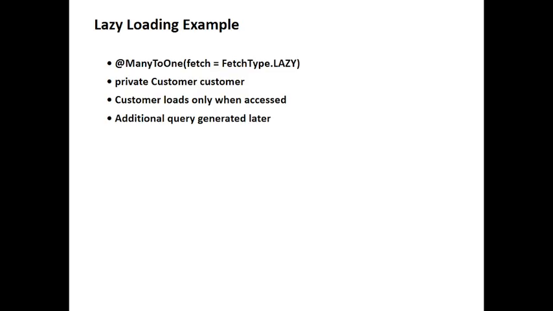When you see the entity, right, there is a relationship between the two entities like order and the customer table. So at that time we use these ManyToOne or OneToMany annotations. Along with that we have to mention the fetch type, whether it is lazy or eager. So here for that customer we are mentioning this. So the customer loads only when accessed, right? Because we are using lazy loading, an additional query is generated later if you want to fetch the customer details.